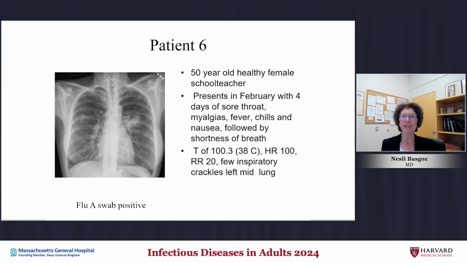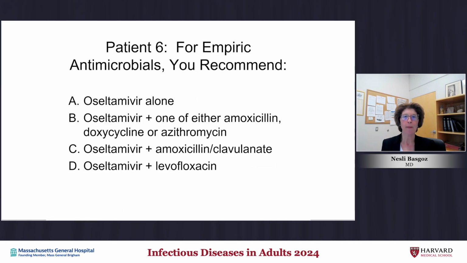Our next patient is a 50-year-old healthy female school teacher who presents in February with sore throat, myalgias, fever, chills, and nausea, followed by shortness of breath. She's febrile, tachycardic, and tachypneic, with a few inspiratory crackles in the area where you see this ground glass opacity and early consolidation on a chest X-ray. So what do you recommend for antimicrobials for this patient?